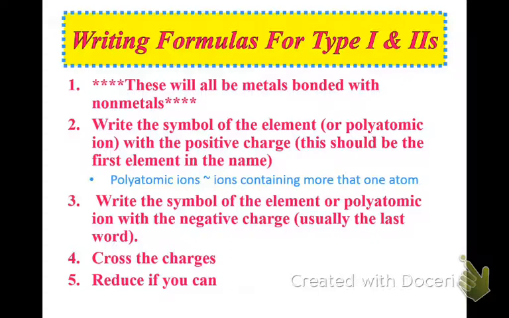A polyatomic ion, here's just kind of a definition for later. Polyatomic ions are just ions that contain more than one atom. We'll look at those a little later, step by step, right? Write the symbol of the element or polyatomic ion, then with the negative charge. So it always goes positive, then negative. So just remember that in your process, positive and negative. Then you cross the charges and you reduce if you can. Those are just kind of some steps. Again, I'm going through this fast, but I think it works out better if we just get some examples going, okay? But if you need to come back, here you go.